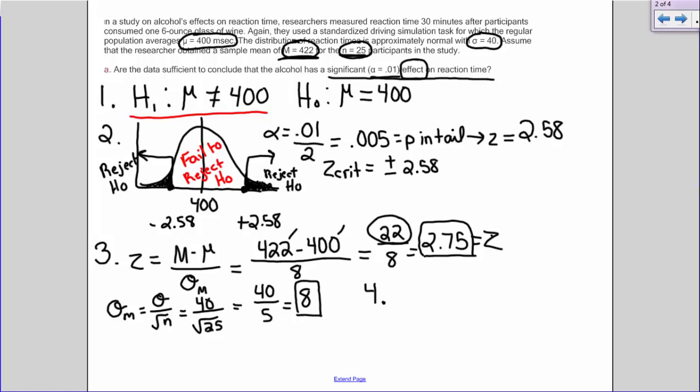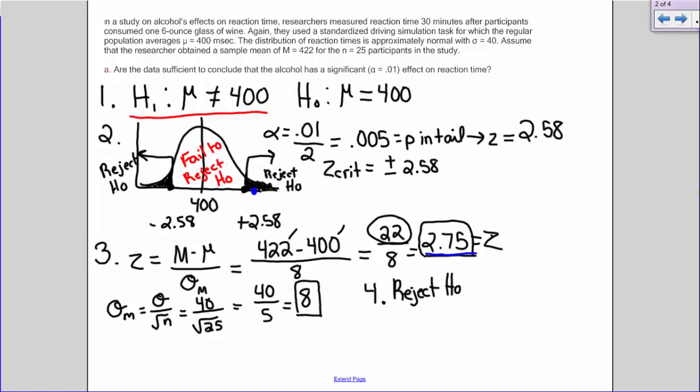So for step 4, this 2.75 is right about here-ish. It is in the region of rejection. So my decision is to reject the null hypothesis. And then my conclusion, you can really use the original research question to help with your conclusion. So my conclusion would just be that alcohol has a significant effect on reaction time.